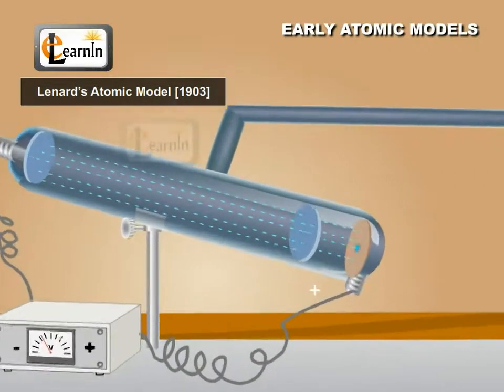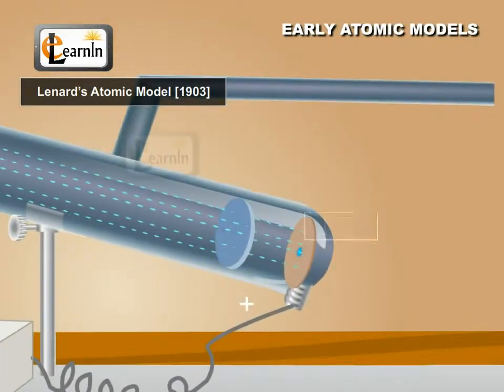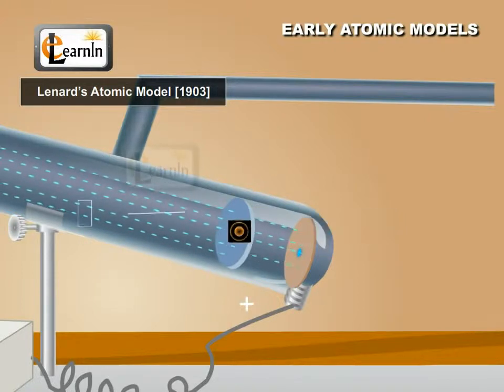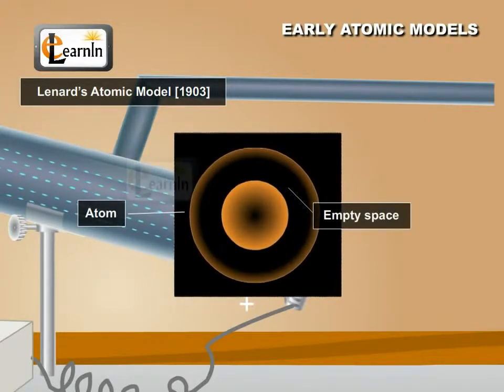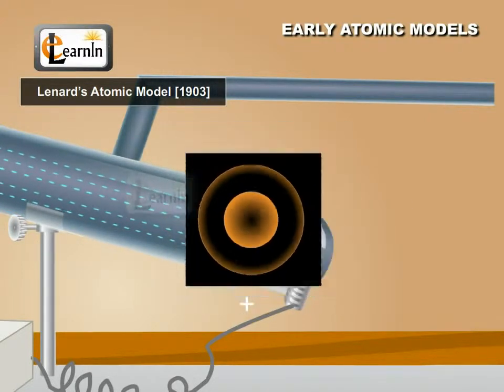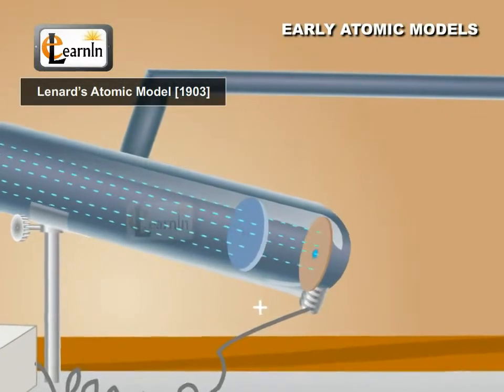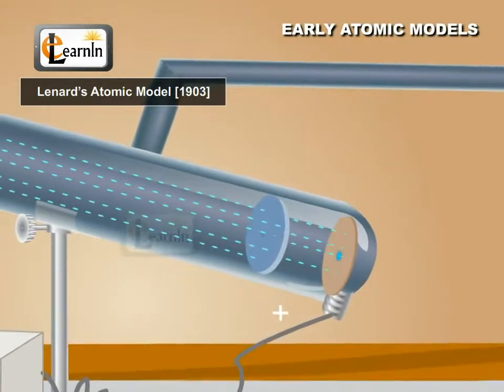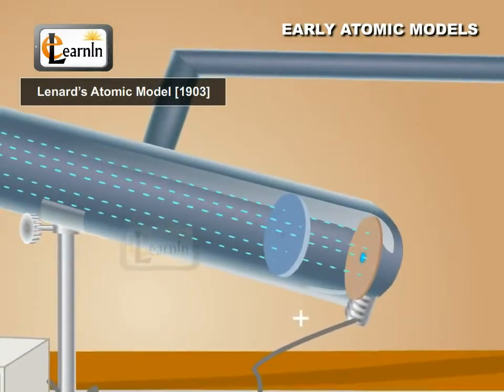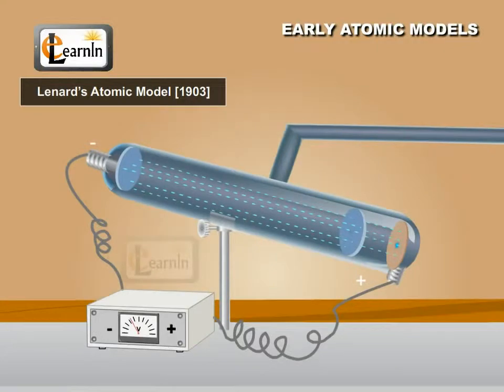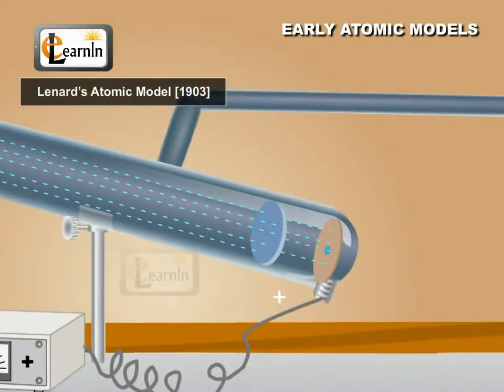Lenard studied the passage of cathode rays through a material in the form of thin film. He found that most of the cathode rays passed through. He concluded that the atom must have a lot of empty space in it. So, he proposed that atoms consist of electrons and similar tiny particles carrying positive charges. But he did not propose how they were held in the atom. Various features of the atom, like stability and mass, could not be understood from this model.